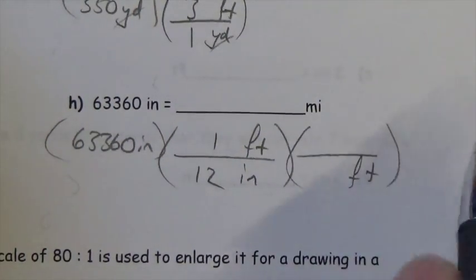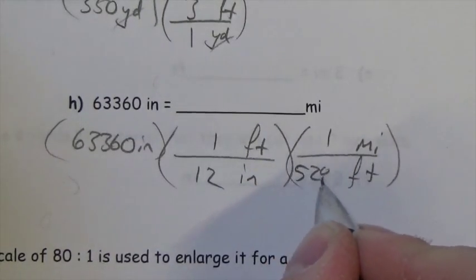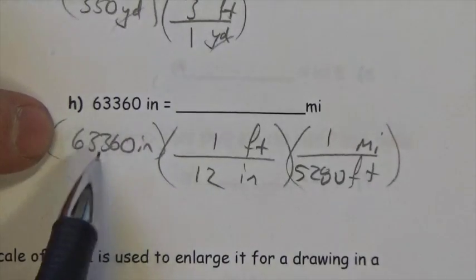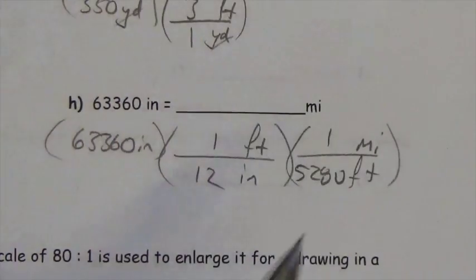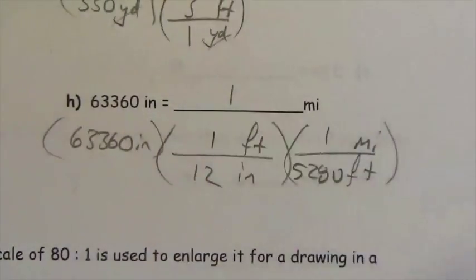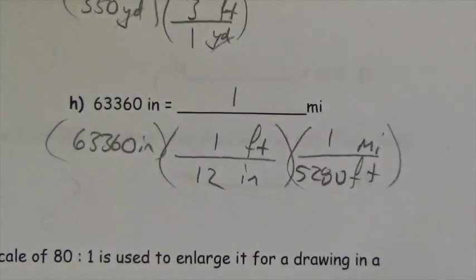But then I want the feet to disappear and I want miles to be left over. And I know that 1 mile is 5,280 feet. So initially I'm going to take my 63,360 divided by 12, and then I'm going to divide that result by 5,280. Okay, so now I'm just going to go to my calculator and do that. So 63,360 divided by 12 actually is 5,280, and when I divide 5,280 by 5,280, I get 1. So it turns out 63,360 inches is 1 mile. Okay, I actually didn't see that coming.